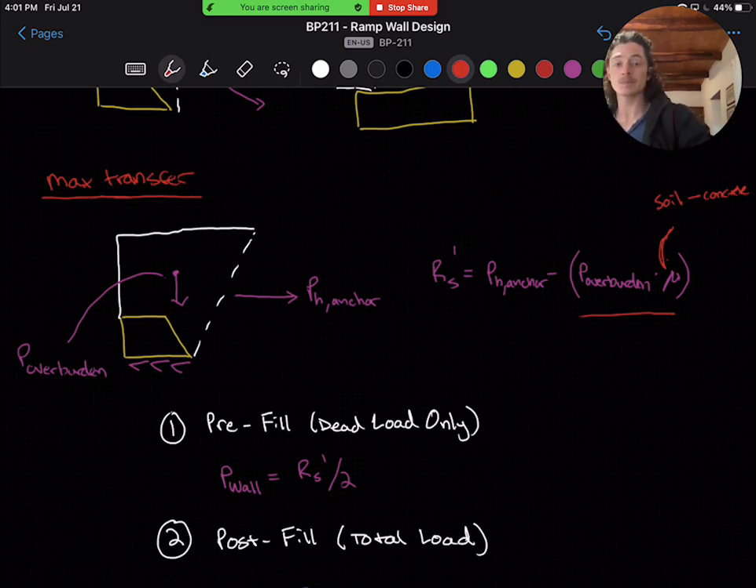So condition 1 is pre-fill. Before fill, we have dead load only, right? This is just the weight of the cables and the decking when we hoist our cables. We can't rely on any of the ramp fill in between the walls to distribute the load. So in this case, we divide the adjusted horizontal force, RS prime, equally into each wall. And remember to use dead load geometry and dead load forces only, or else your checks definitely will not pass. And that just gives us our P wall value of RS prime over 2.